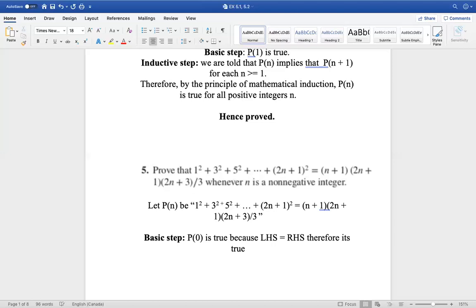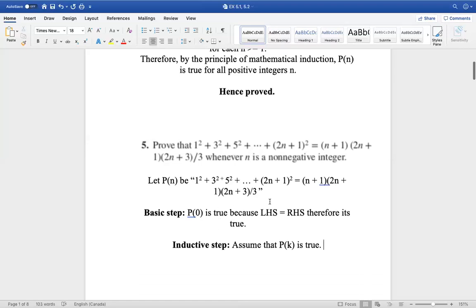Okay, now we have to define our inductive step. Now in the inductive step, we assume that P of k is true. Now what is k? So k is anything other than n.